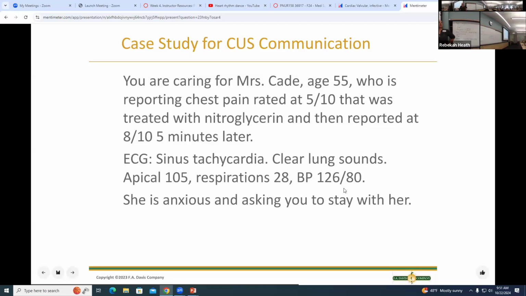So we're caring for Miss Cade, who's 55. She's reporting chest pain rating 5 out of 10 that was treated with nitroglycerin and then reported at an 8 out of 10 5 minutes later. Her EKG shows sinus tachycardia, clear lung sounds, apical pulse is 105, respiration's 28, pressure's 126/80. She's anxious and wants you to stay with her.